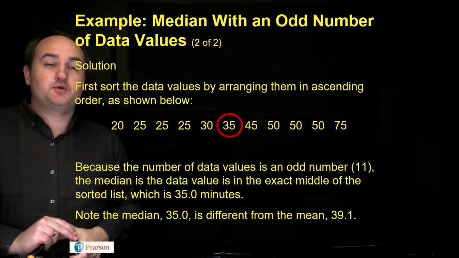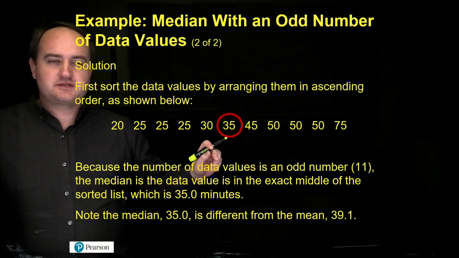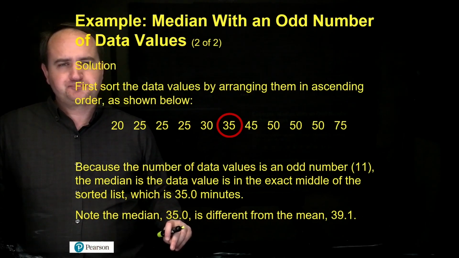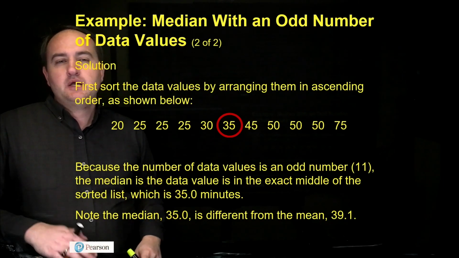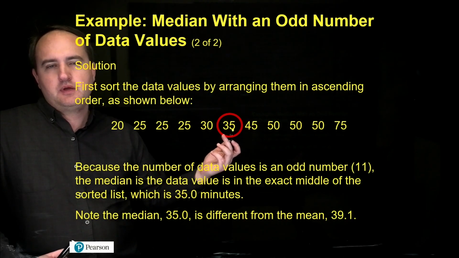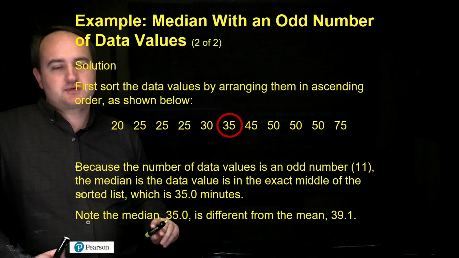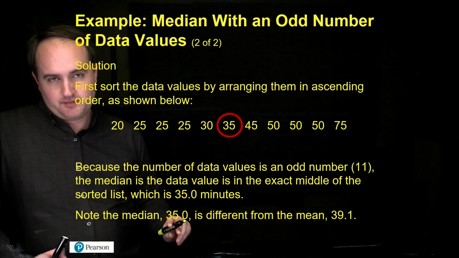Well, sorry, I said x tilde was 35, but what I meant to say was that x tilde should be 35.0. Now, why should it be 35.0? Just remember that we're supposed to have one more decimal place than what we started with. So these data values were at 0 decimal places, so I was supposed to write 35.0 for the median, not 35.